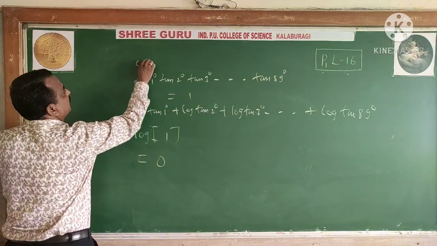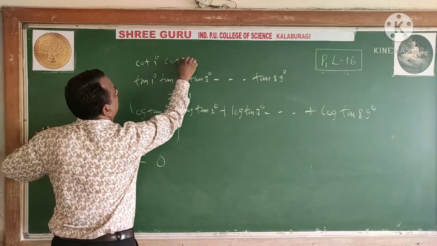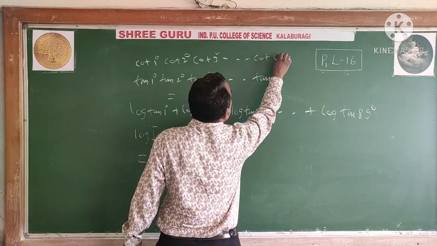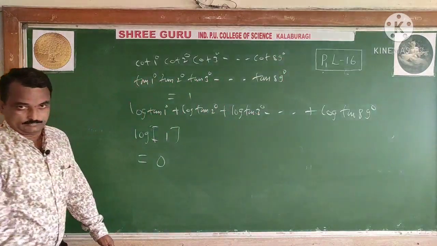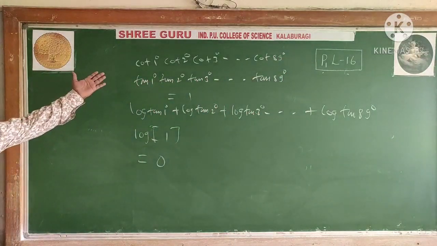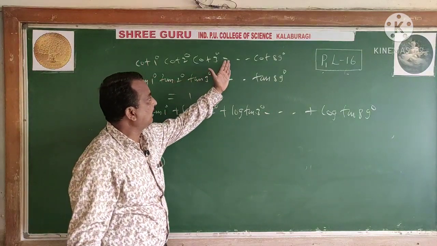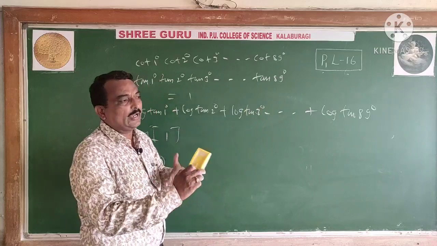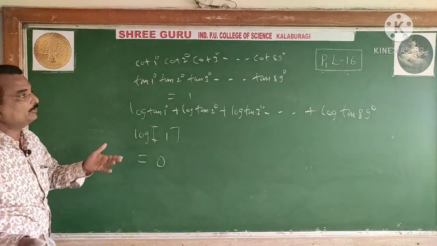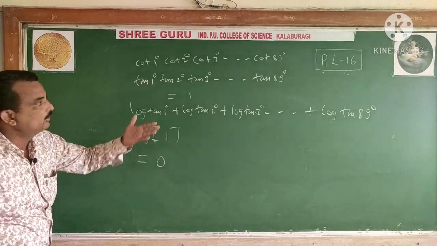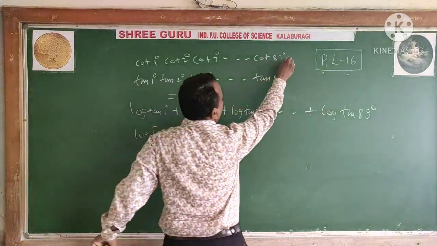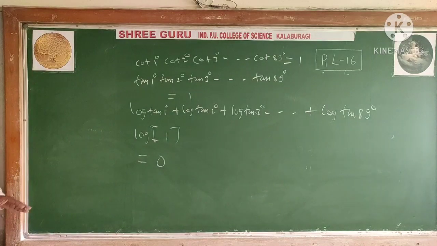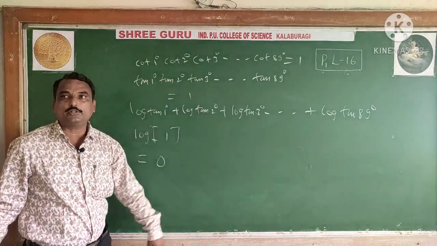Similarly, when we say cot 1 degree, cot 2 degree, cot 3 degree, and so on up to cot of 89 degree, this is also the same. Converting some half of the terms up to 44 in terms of tan, the cot and tan pair makes a reciprocal, and cot 45 is 1. So this value is also 1.